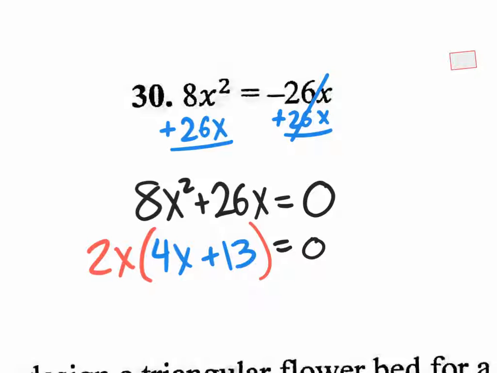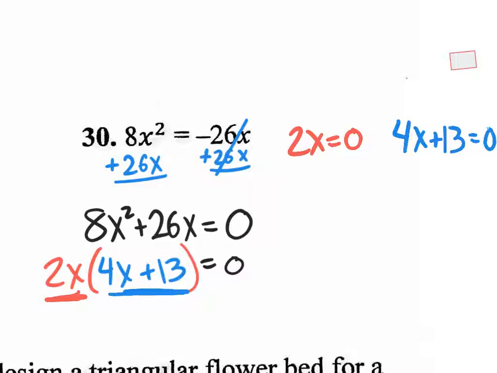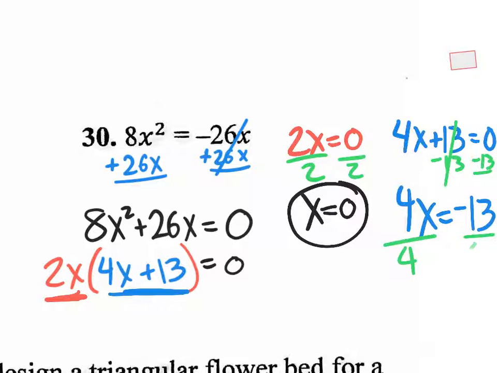I'm running out of space, I guess, so I'll go up here. I want to say that this 2x right here could be equal to 0. And I'm also going to say that this 4x plus 13 could be equal to 0. And I want to solve both of them. Right here, you divide by 2, you're still going to get x equals 0. That's one answer. And on the other one, you subtract 13, you're going to end up with 4x equals negative 13. Final step would be to divide by 4, and you end up with your final answer, x equals negative 13 over 4.